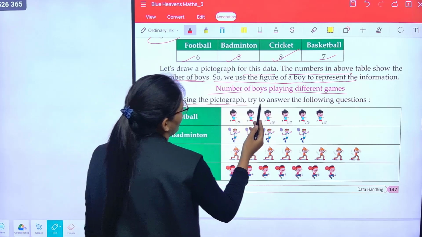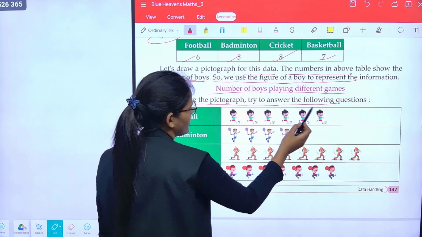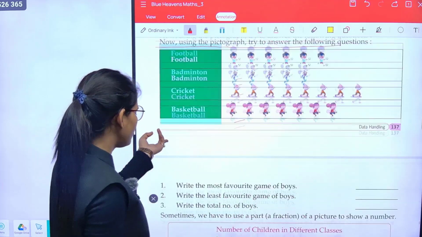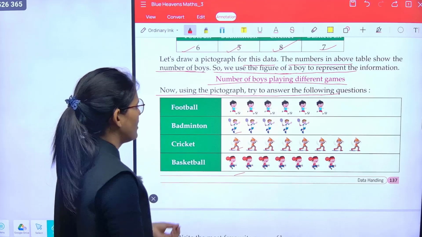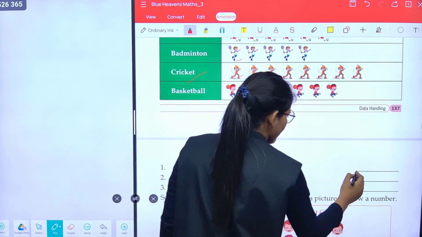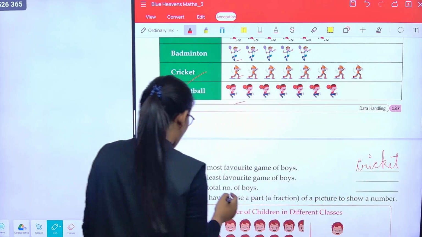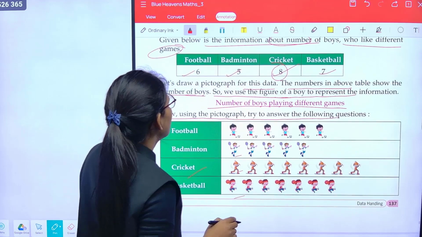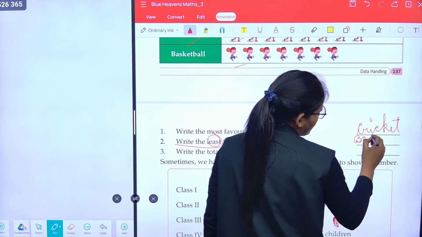Now using the pictograph, try to answer the following questions. Football 6: 1, 2, 3, 4, 5, 6. Badminton 5, cricket 8 and basketball 7. Write the most favorite game of boys. Most favorite game of boys, 8, means cricket. We have to write cricket here. And write the least, सबसे कम favorite किसका है? कौन सा गेम है क्लास? सबसे कम बैडमिंटन. बैडमिंटन में 5 players हैं only.